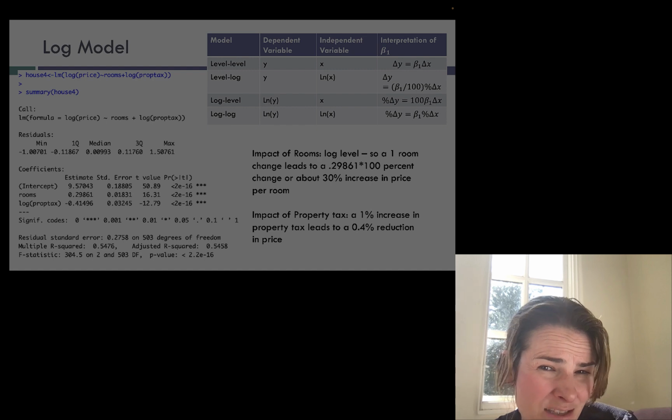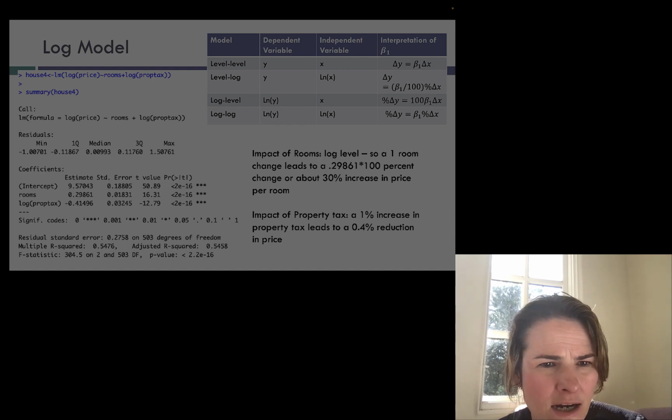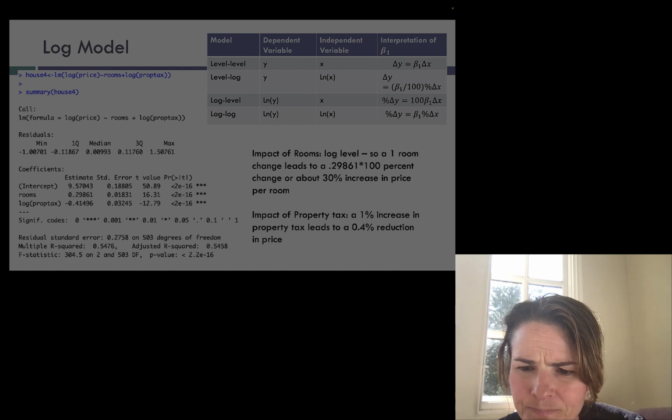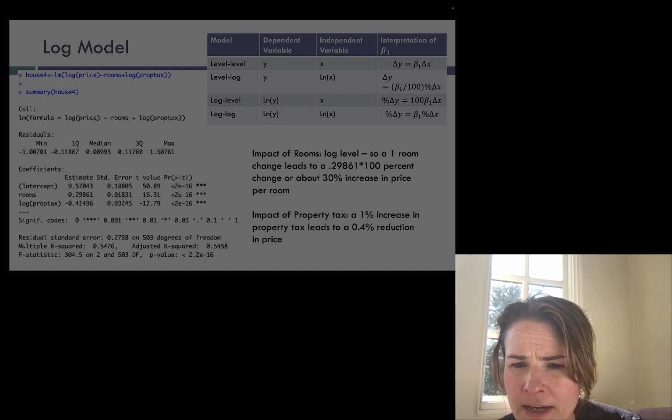So I didn't take the log of rooms. I took the log of price because prices have a lot of variability and it might make sense to tone that down with logs. I took the log of property tax again because of all that variability, and because a percentage change makes sense when we're talking about something like a property tax.